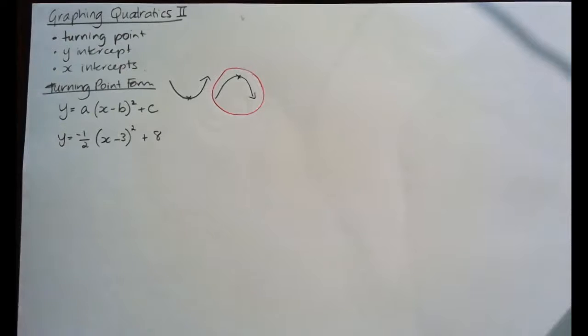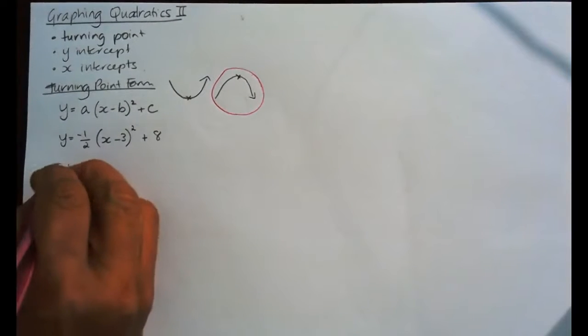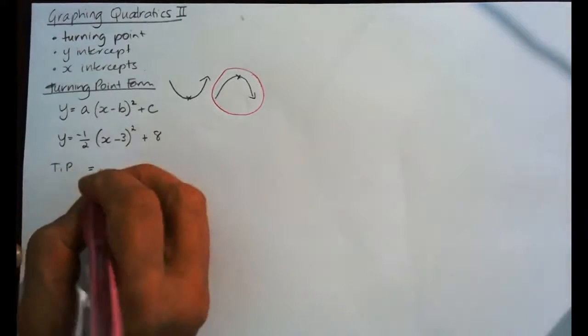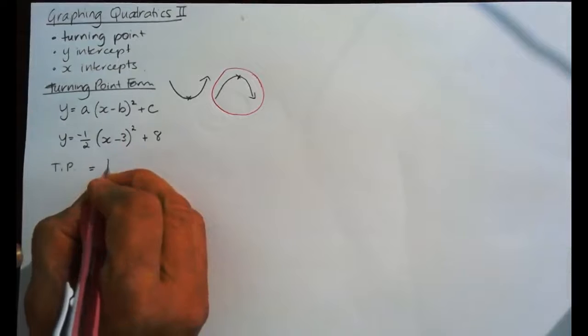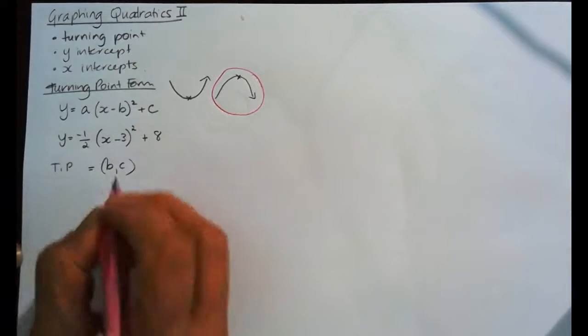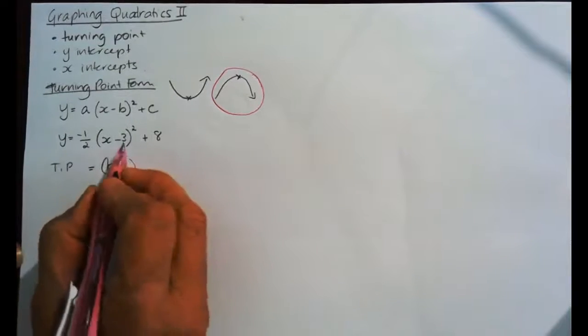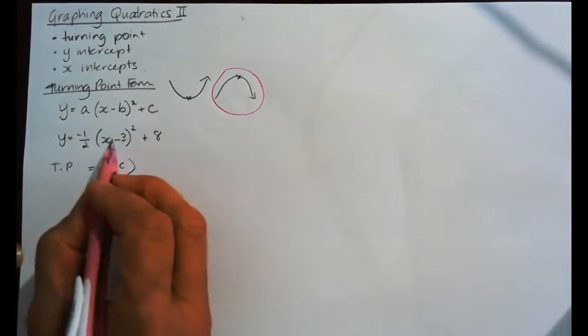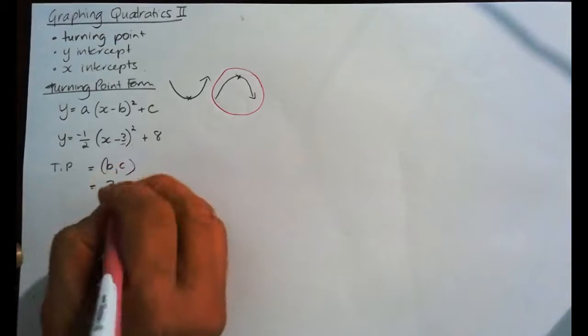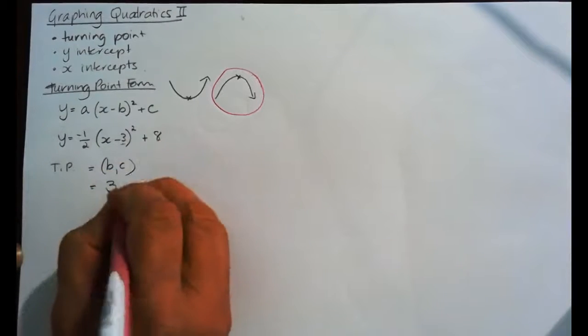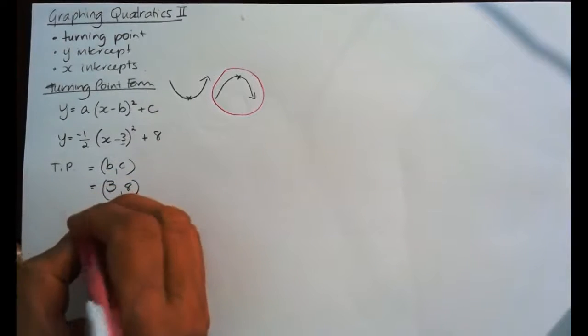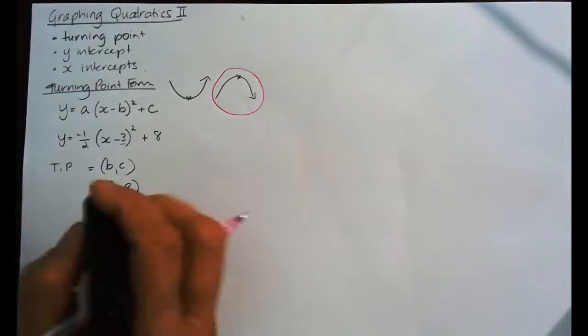Now, the turning point form means that the turning point is going to be the easiest thing to find. So our turning point is found by the coordinates b, c in our formula. So b is 3. Remember it's x minus b, so 3 is b. And c is 8. So our turning point occurs at the coordinates 3, 8.